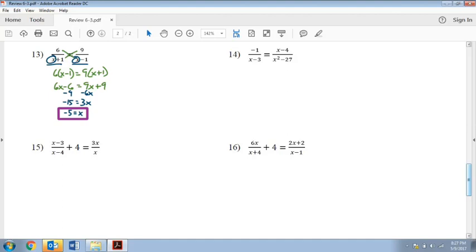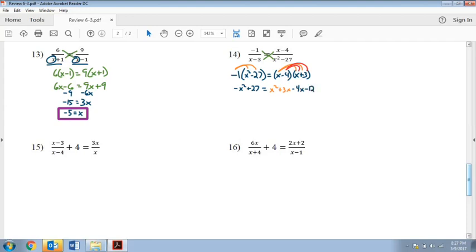Okay, we're back. Cross multiply. So I've got negative 1 times x squared minus 27 equals x minus 4 times x plus 3. Distribute everything out. So I'll distribute the negative 1. So that's negative x squared plus 27 equals, let's distribute the x. That's x squared plus 3x. And then distribute the negative 4 times x, which is negative 4x. Negative 4 times 3 is negative 12.